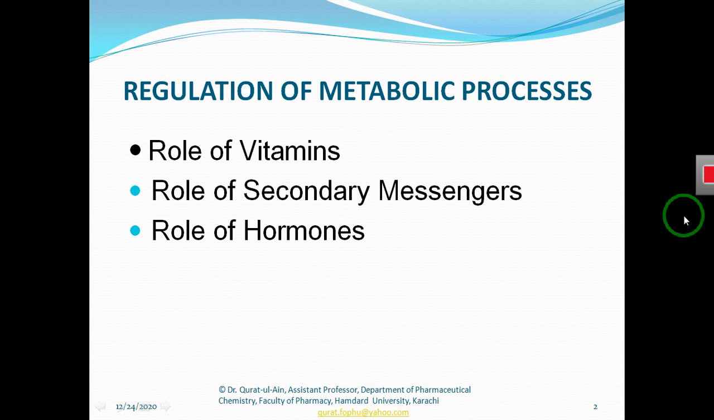our body. Whatever metabolic processes take place in our body are regulated via different minerals, different chemicals, different hormones, and different vitamins. So we will be studying how these vitamins, second messengers, and hormones are involved in the regulation of these metabolic processes. You have to keep in mind that all the metabolic processes that take place in our body are regulated via vitamins, secondary messengers, and hormones.